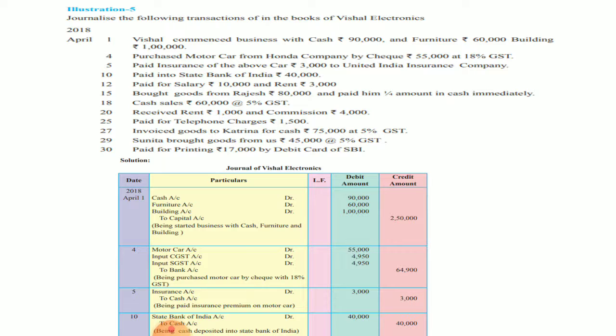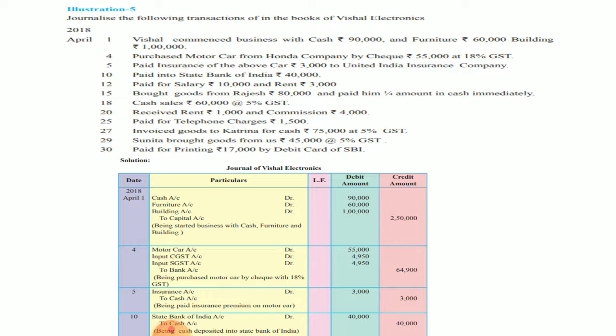Then on April 4th purchased a motor car from Honda company by check rupees 55,000 at 18% GST. So we have to calculate 18% GST on 55,000 and then divide that GST amount into two, that is CGST and SGST. So it comes to 4,950, that is CGST and SGST.